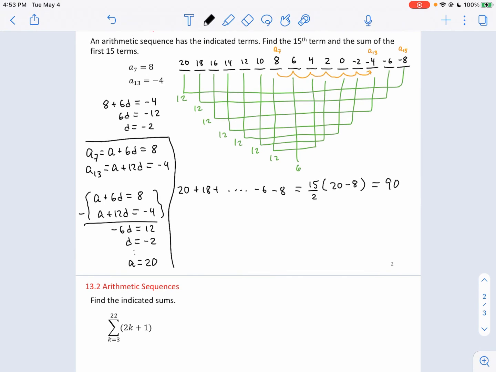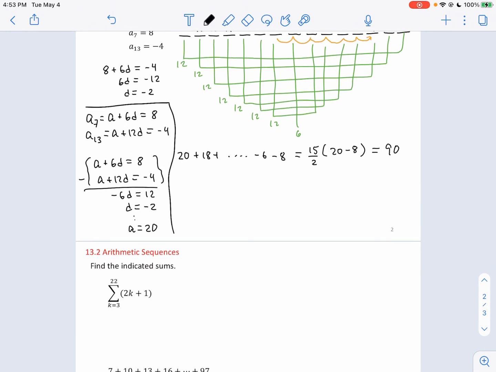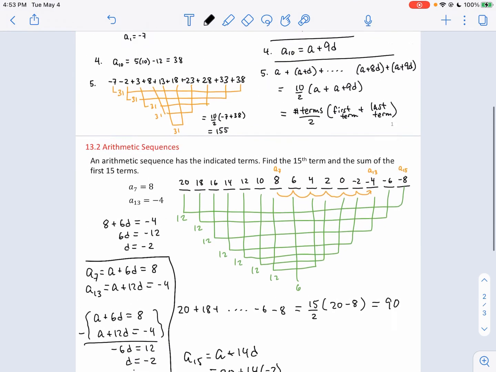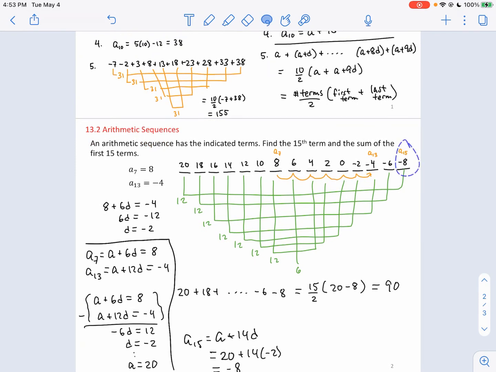But once you know a and d, once you know that the first term is 20, we would have to figure out the 15th term. So a is 20 and d is negative 2, so then I would know that the 15th term is equal to the first term plus 14 copies of the common difference. So I could do 20 plus 14 times negative 2. That's going to give me negative 8 when I'm done. So that's the way I could then get negative 8.